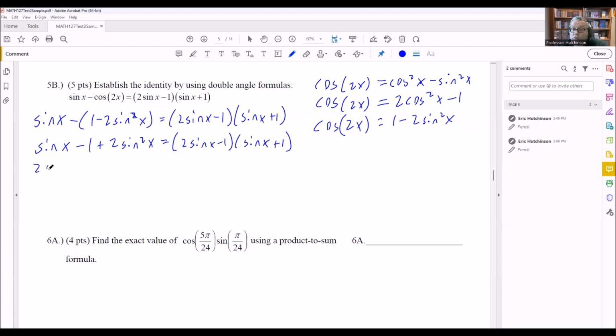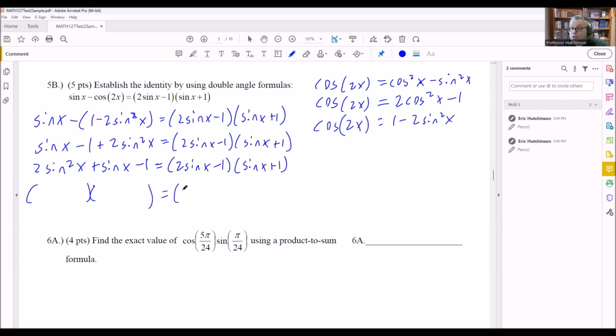I can change the order, so I'll switch the order around here: 2 sine squared plus sine x minus 1. Just writing it with highest to lowest power. So I have a square here, a power of 1, and then a power of 0. There's no sine on the end there. And then we have this here. Now we just need to factor the left-hand side, or if we want, we could expand the right-hand side, and both of these should be equal. I'll just go ahead and factor it.